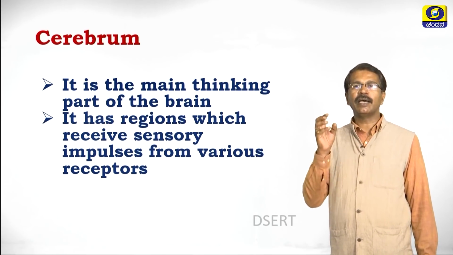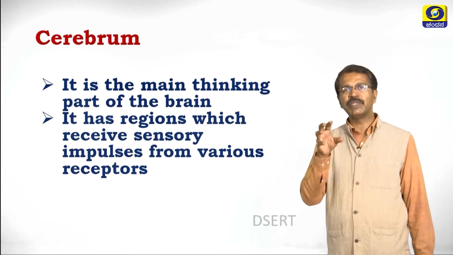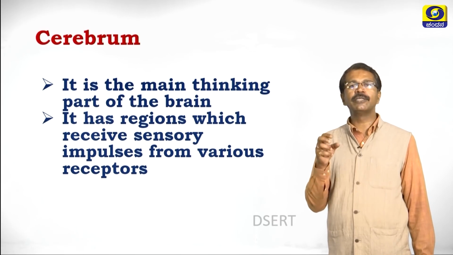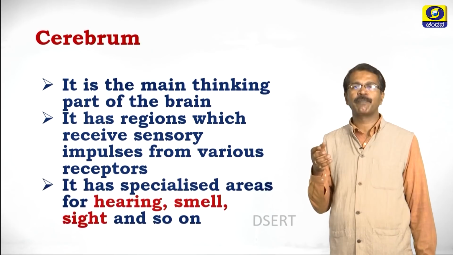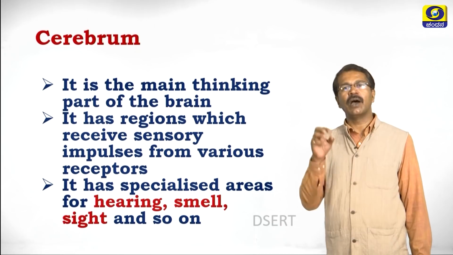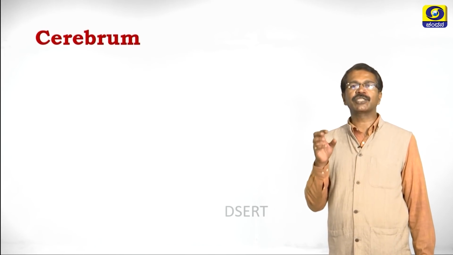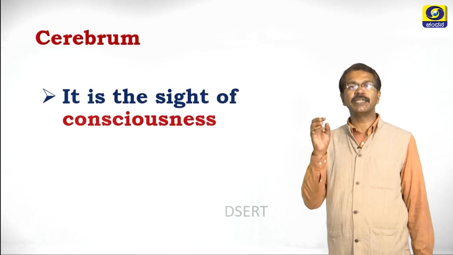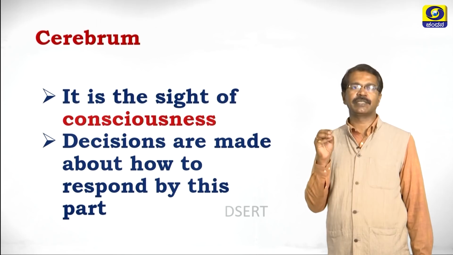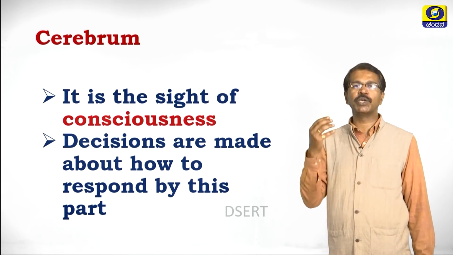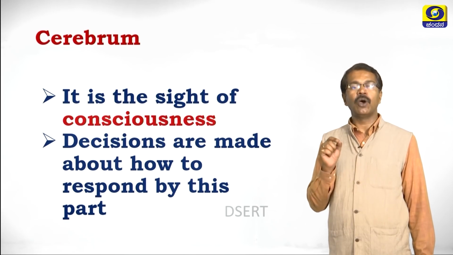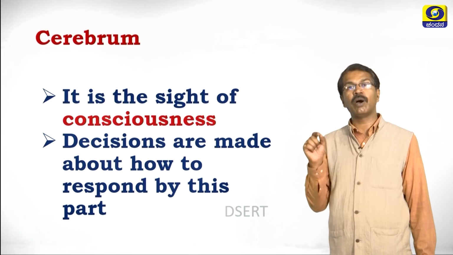It has regions by which it receives impulses from the sense organs and also from various other receptors. It has special areas for hearing, smell, sight and all others. Next, cerebrum, as I said, is a site of consciousness and also it makes decisions. For all the stimuli to which you give a response, the decisions are made in the cerebrum itself. Okay, thus cerebrum plays an important role.